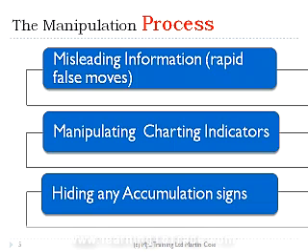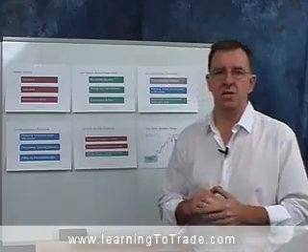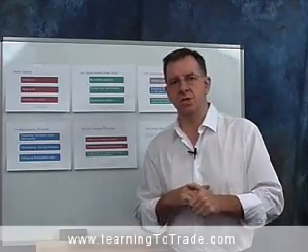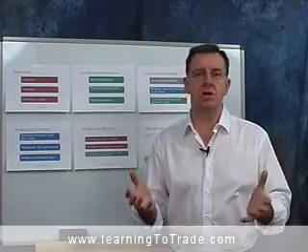Okay, the manipulation process. Now, how is the manipulation process done? This involves misleading information. We can have rapid false moves, manipulating chart indicators, and hiding any accumulation signs. Okay, misleading information. Now this comes back to our news situation, or just general alerts, as it were.